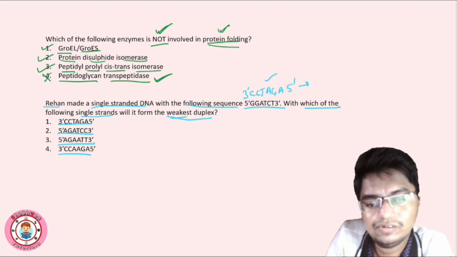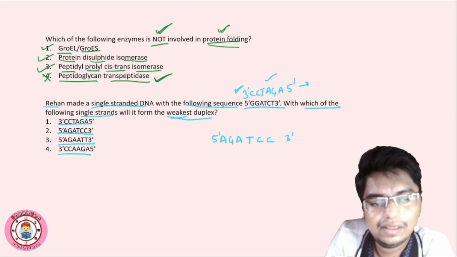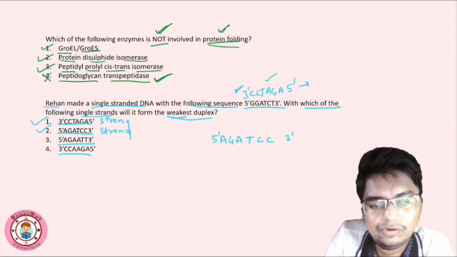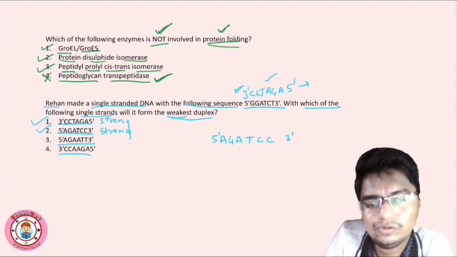Okay, let's understand this carefully. I write the same sequence below in the 5' to 3' orientation. AGA, TT, right? So we know that this will be strong. Which one? The first one will be a strong duplex. The second one will also be strong. These are the same sequences, but they are inverted. The first option is written 3' to 5', the second option is written 5' to 3'.